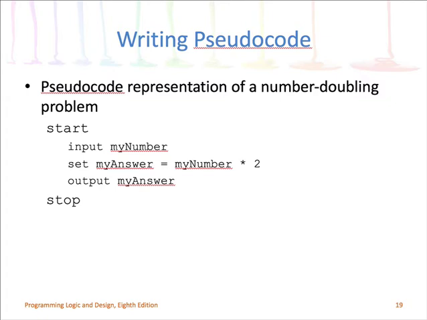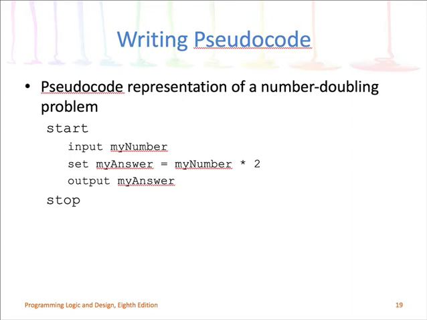Here on slide 19, we see an example of pseudocode. Basically, the problem is double a number. So the logic you need to understand there is we get a number, we multiply it by 2, and then we tell the person what it is. So we have the terminals start and stop. That tell where the start and the end of our program are.